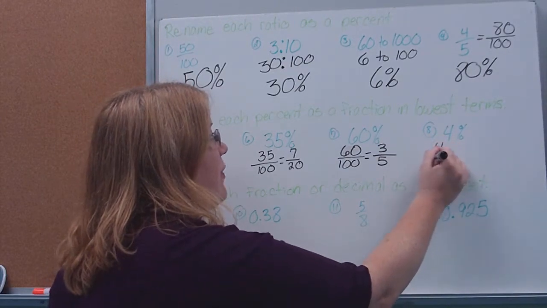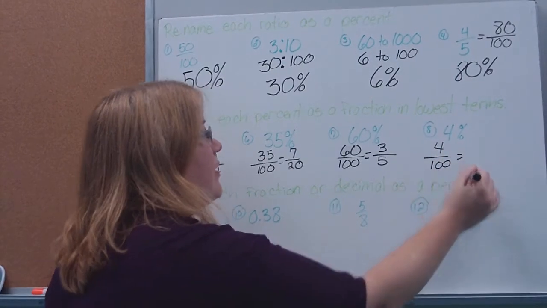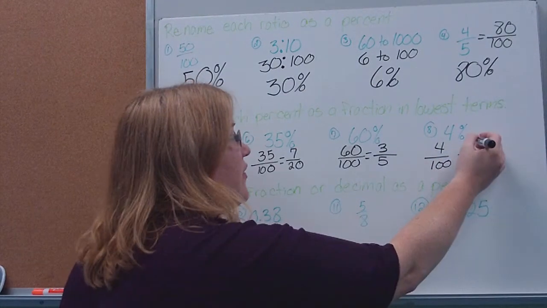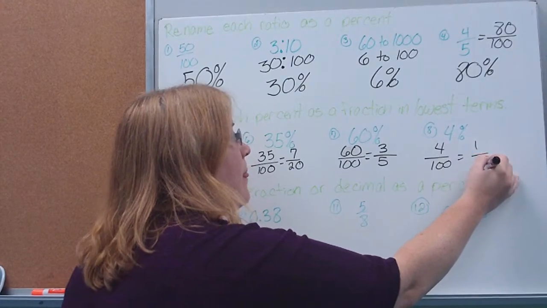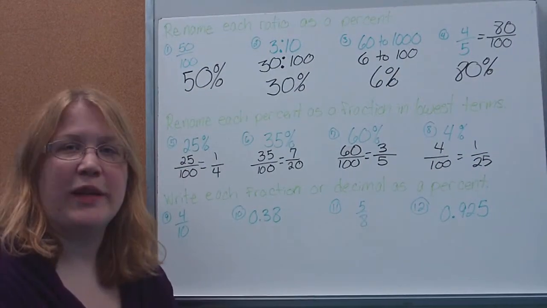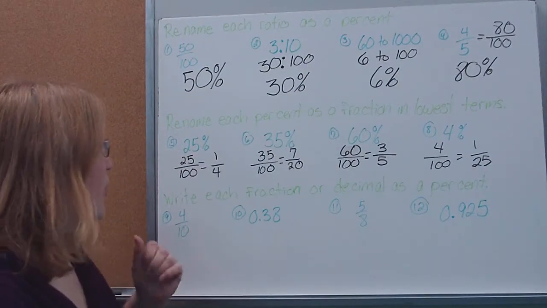So here, just write my number over 100. This is not in simplest form. Both of these are divisible by 4, so it reduces to 1/25. Okay. Nothing too hard there.